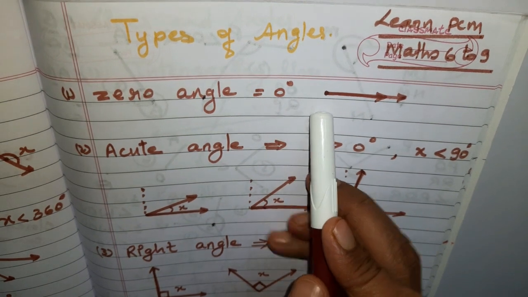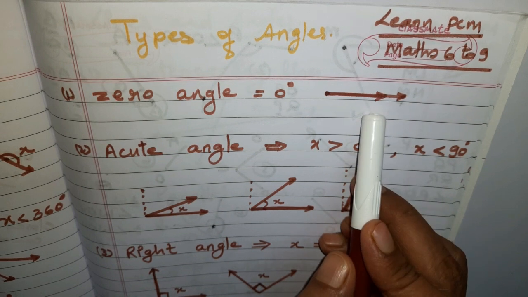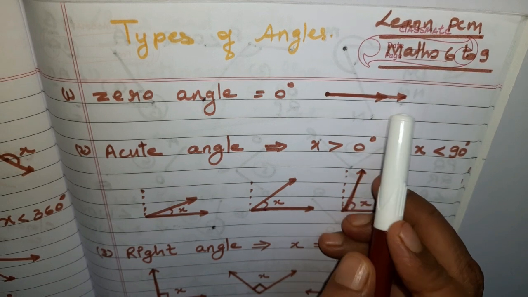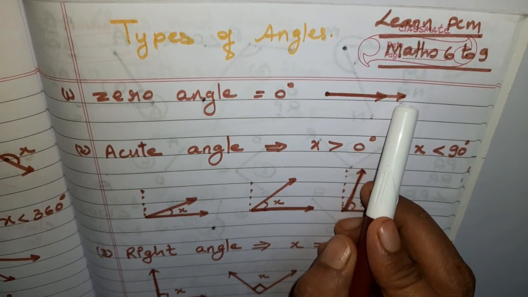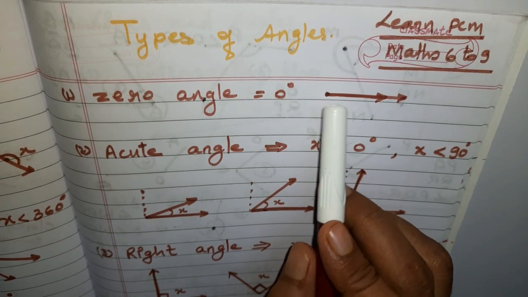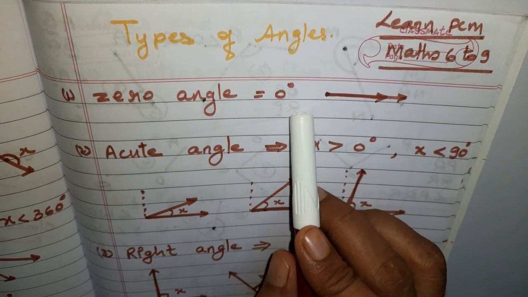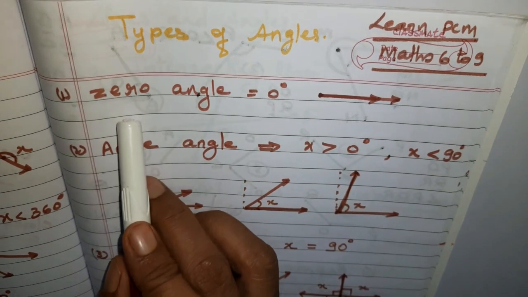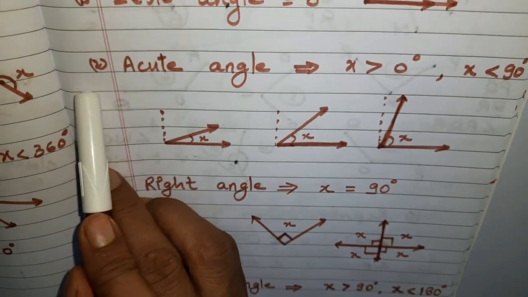You can see that in this case there is a figure drawn in which one ray is superimposing on the other one. This is showing that there is no shift of the upper ray. When there is no shift of the ray, it means that no angle is formed, and when there is no angle between these two, we say that a zero angle is formed. Since there is no shift, it means 0 degree shift, and that is why we say the zero angle is equal to 0.